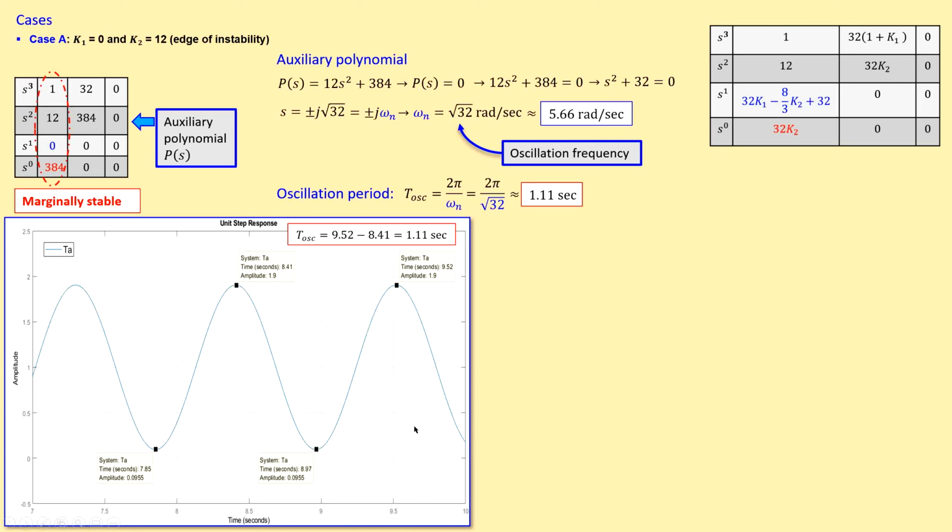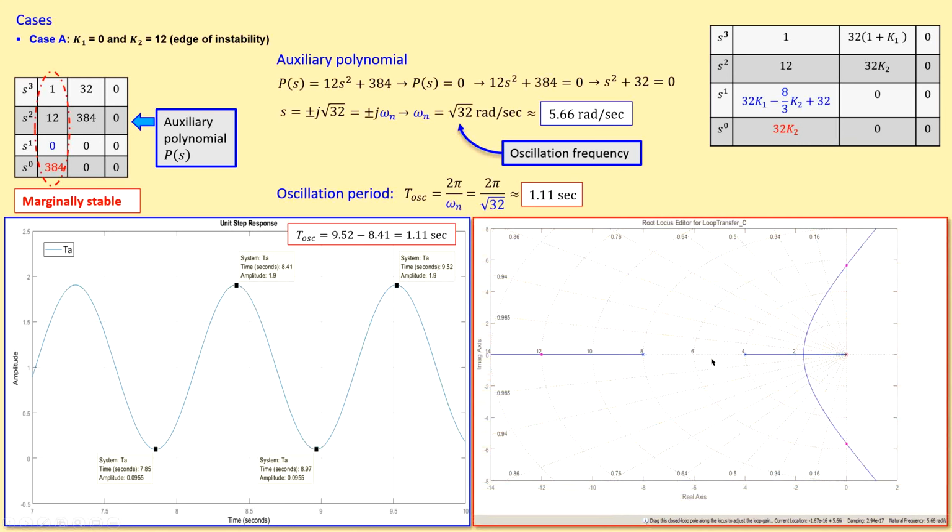So it's exactly correct. Now, I can also check this situation that there is a marginally stable condition using the root locus plot, which is actually shown here.